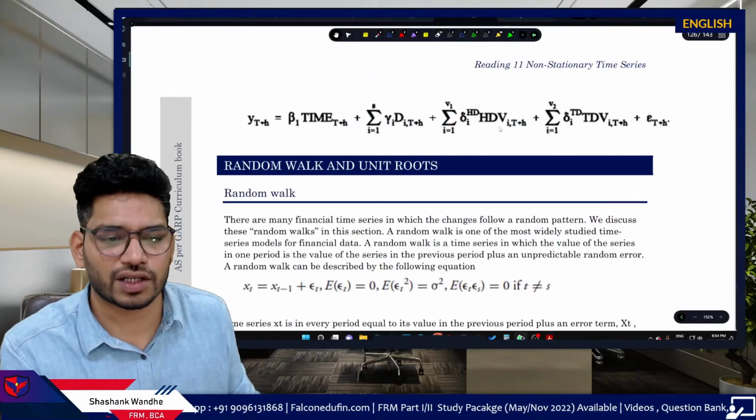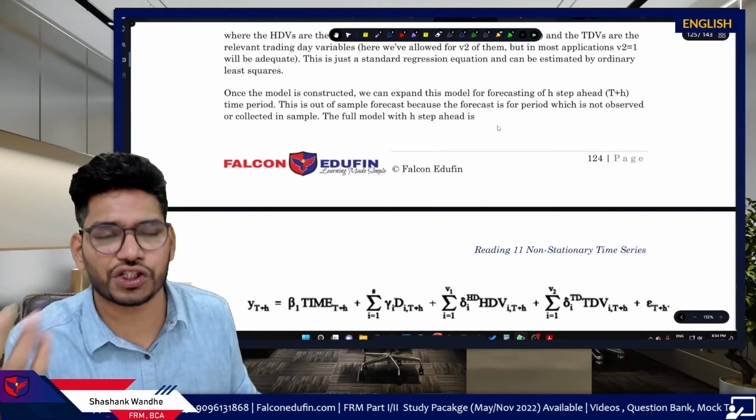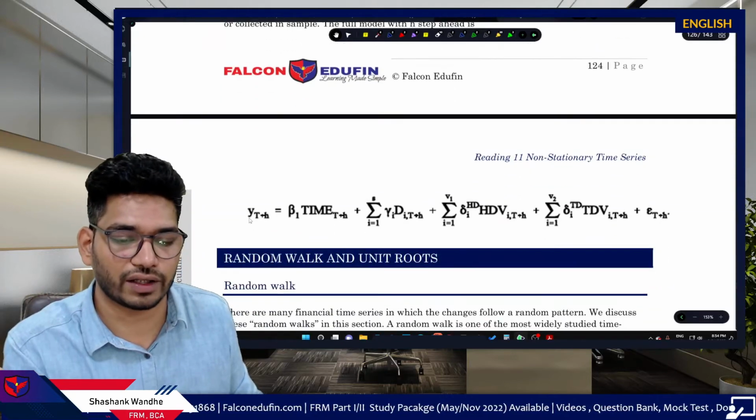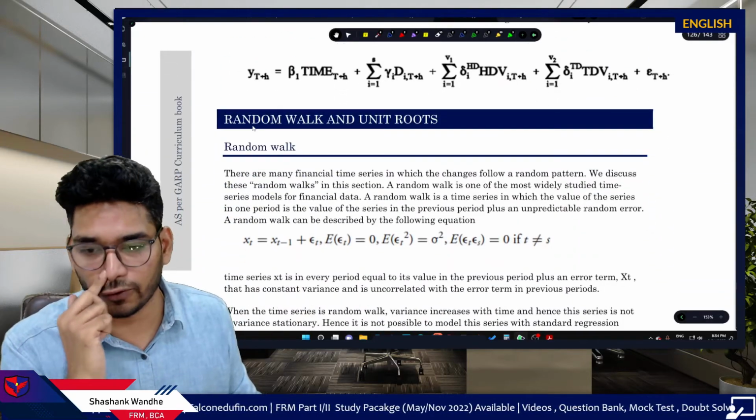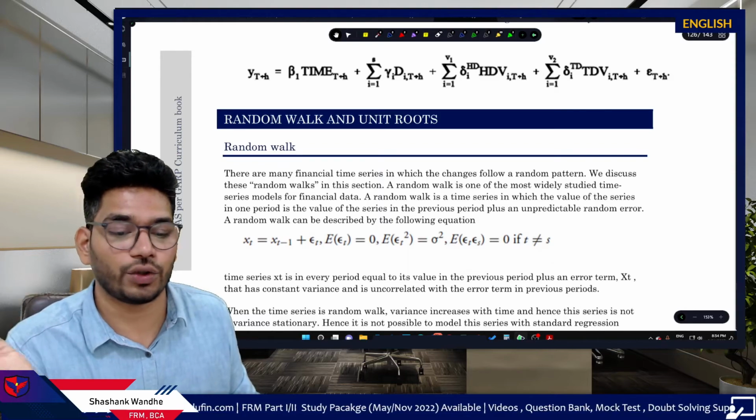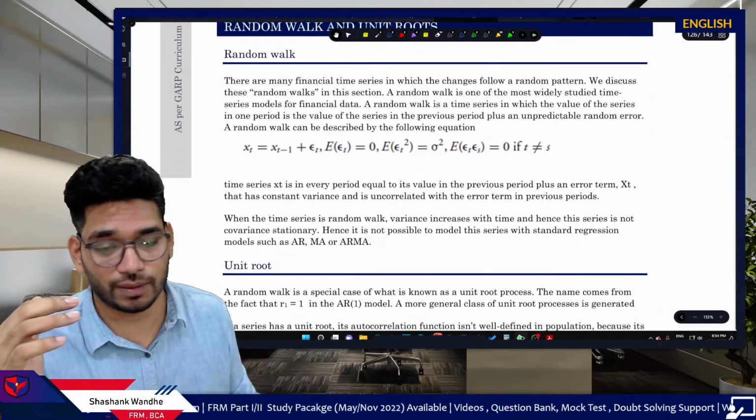This is your forecasted model. Understand what HTV is, trading day variation, and holiday variations and everything. This is for the h-step-ahead forecast. Random walk and the unit root test, unit root process.